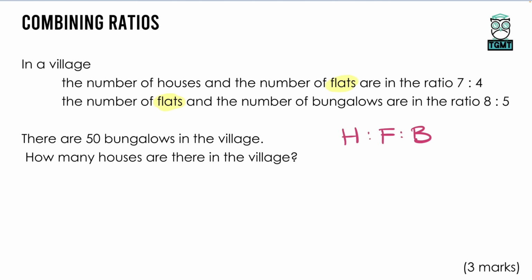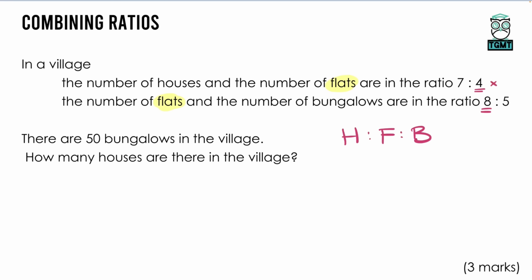So here, the number for flats in one of the ratios is a 4 and in the other ratio is an 8. So I can't just write this into one ratio straight away because I haven't got a fixed number to put in the position of the flats. So I need that number to be the same, which means I need to find the lowest common multiple of 4 and 8. That's a relatively nice one, because 4 turns into 8.